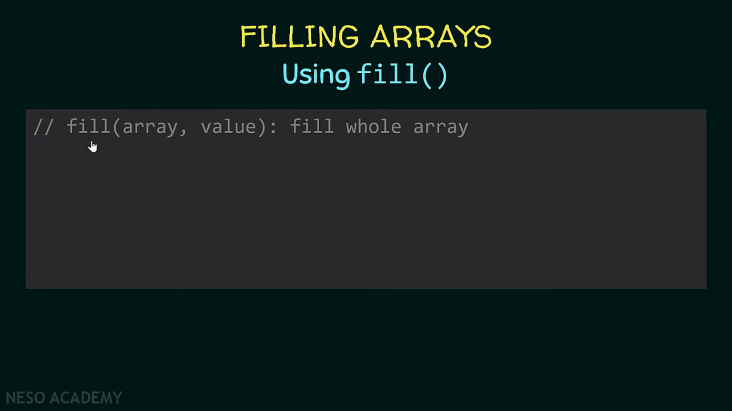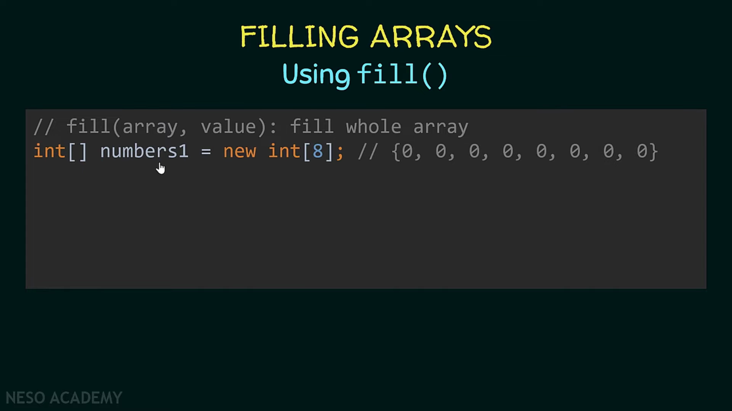This is one definition of this method. It takes the array and the value that we want to fill the array with. And using this definition, we will fill the whole array. Have a look at this example. I have an array of integers that is called numbers1. And I allocated 8 integers in the memory. So the array will be like this. We have 8 integers that are all equal to 0.